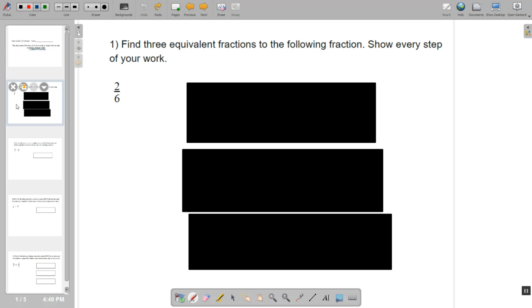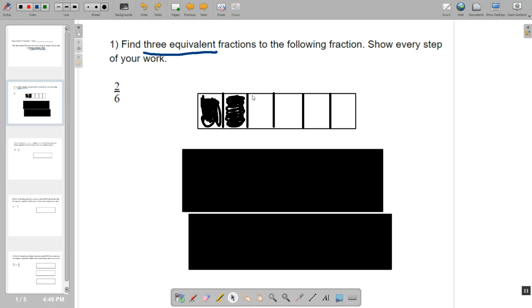For our first problem, we need to find 3 equivalent fractions to 2/6 and show every step of your work. So our first step is we have to draw out our 2/6 every time. I also want to note that if you make a note that 2/6 is equal to 2/6, we have just drawn one equivalent fraction to what we started with. So we already have one fraction down. When we're drawing the rest of our fractions then, we only need 2.